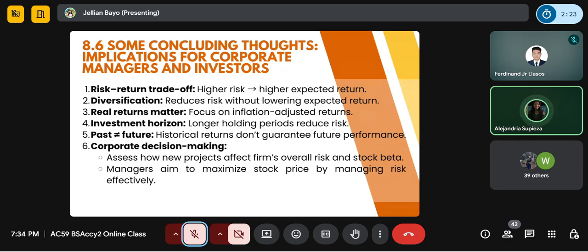And then corporate future decision making. Assess how new projects affect the firm's overall risk and stock beta. Managers aim to maximize stock price by managing risk effectively. As a manager, they also need to know the risk and rate of return, because the common goal of a company is to maximize its wealth. The risk they take should guarantee a high return too. High risk means high return.